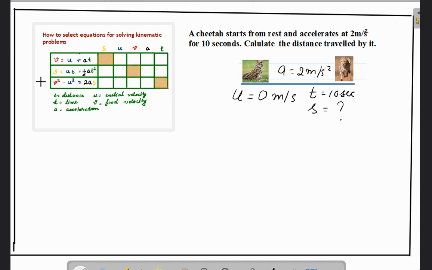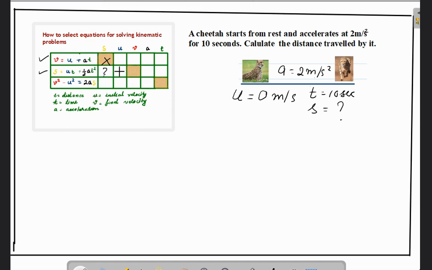Now the next very important thing is to select the equation. Which equation am I going to use to find s? Let us see our first equation. In my first equation there is no s given, so I cannot use this equation to find s. Let's see the second equation then. In the second equation, s is given, but it is unknown to us right now, so let me put the question mark.